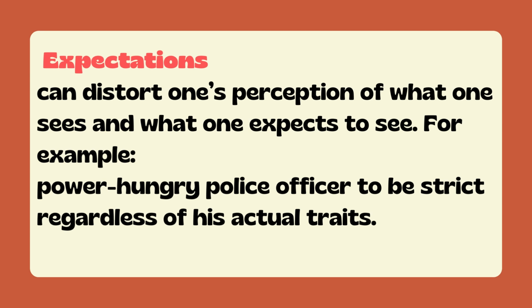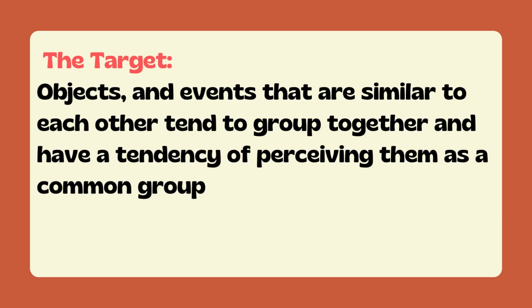Expectations can distort one's perception of what one sees and what one expects to see. That's what we call expectation versus reality. For example, a power-hungry police officer could be perceived as strict regardless of his actual traits.